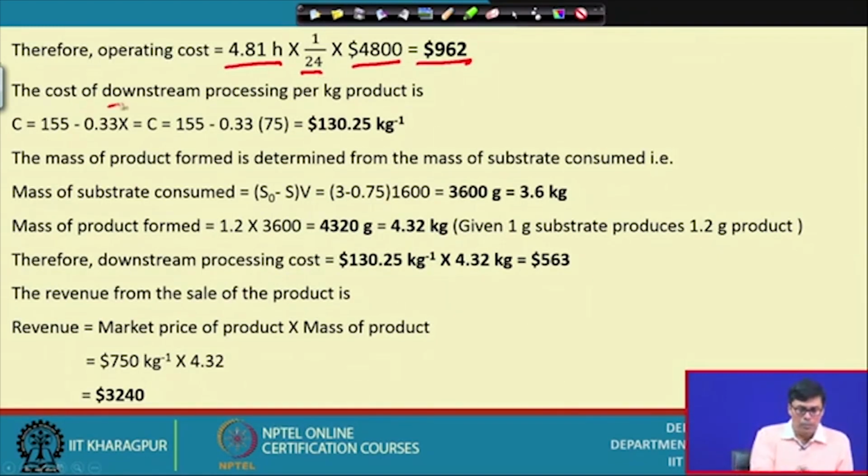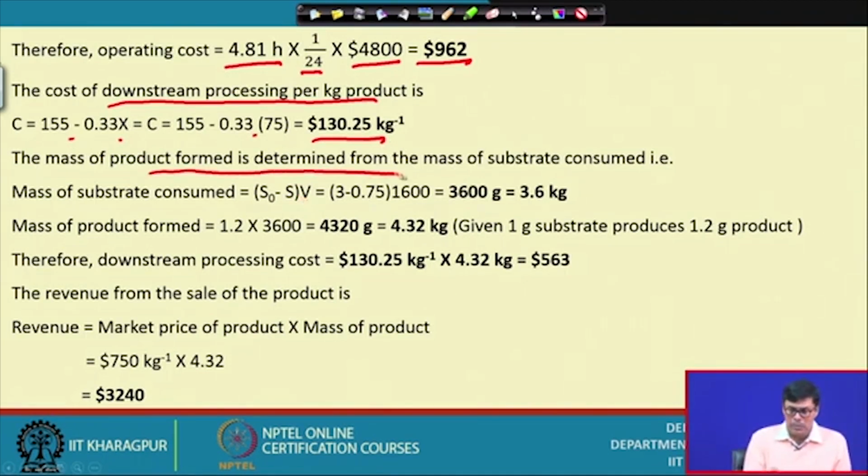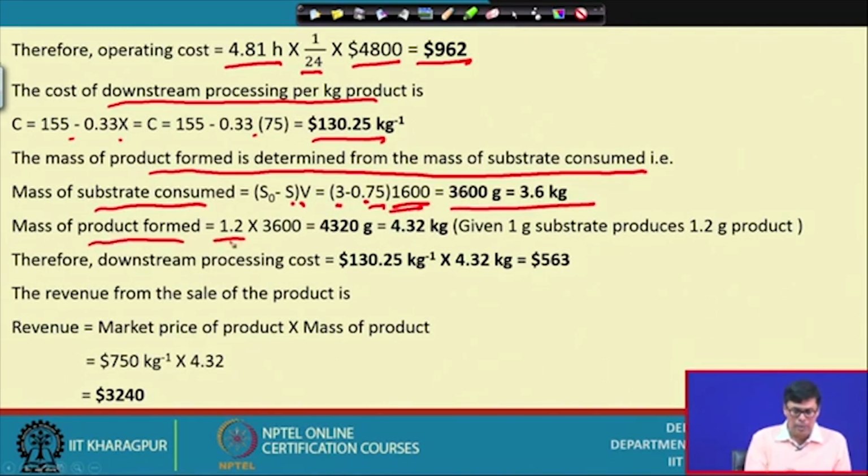Now, the cost of downstream processing will be this. This equation is given. If we put in the values, we can find the downstream processing cost. The mass of product formed is determined by the mass of substrate consumed. How can you calculate it? S0 minus S, into V. S0 is 3 minus 0.75, and the volume is 1600, so 3.6 kg. For the mass of product, we have already found that 1 gram of substrate produces 1.2 gram of product. So this is the amount of product we will get.